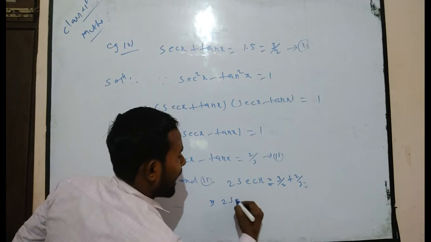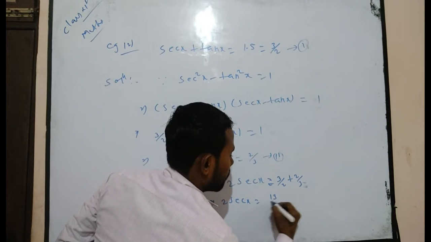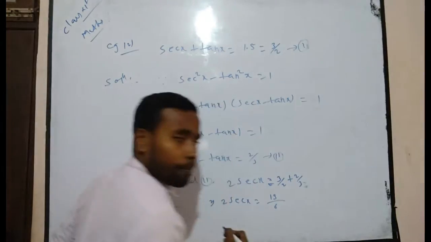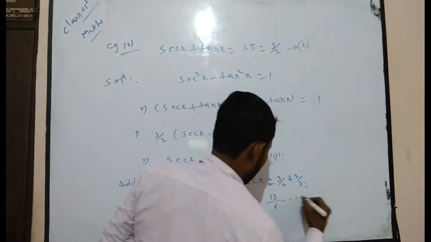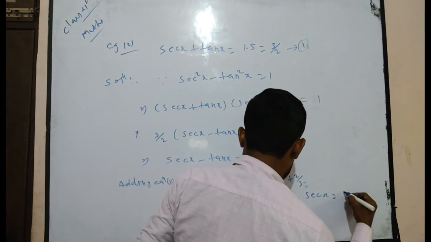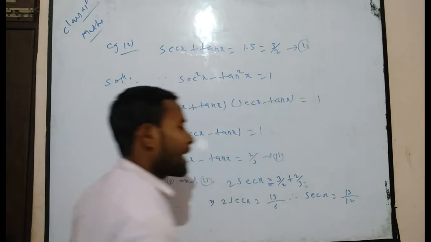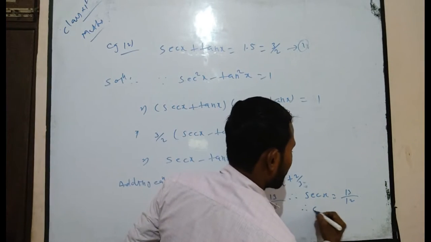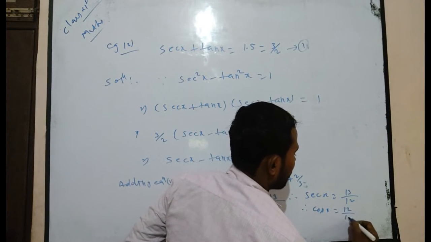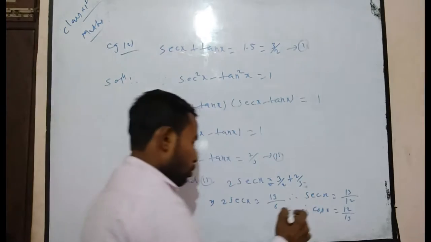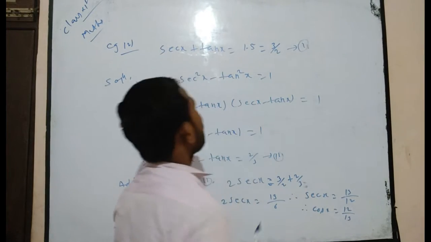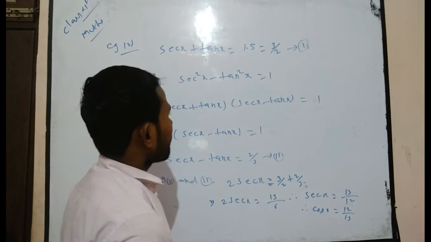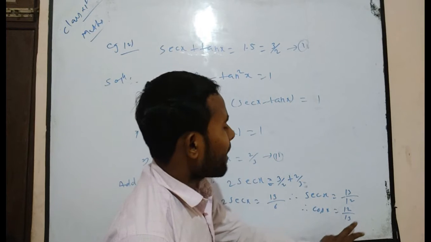So you can write 2 sec x is equal to 13 by 6. If you take 2 in the denominator, then you get sec x is equal to 13 by 12. Here you get sec x is equal to 13 by 12. So you can say that cos x is equal to 12 by 13. That is, you get cos x is equal to 1 by 13 by 12, that is 12 by 13. According to this problem, you get cos x is equal to 12 by 13.